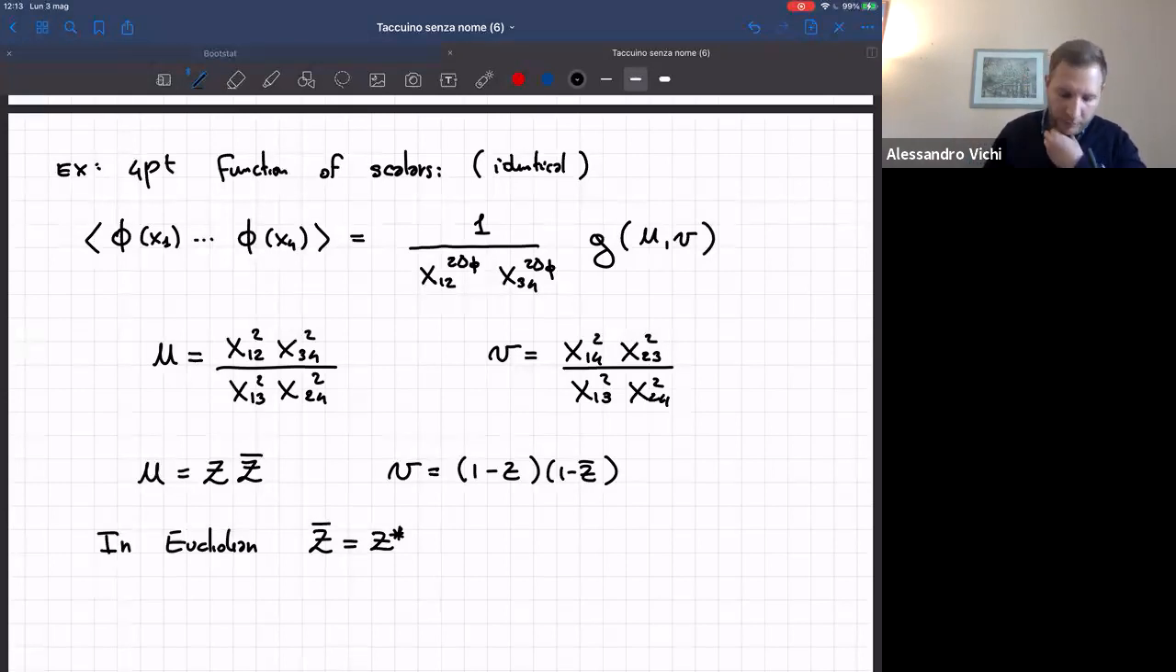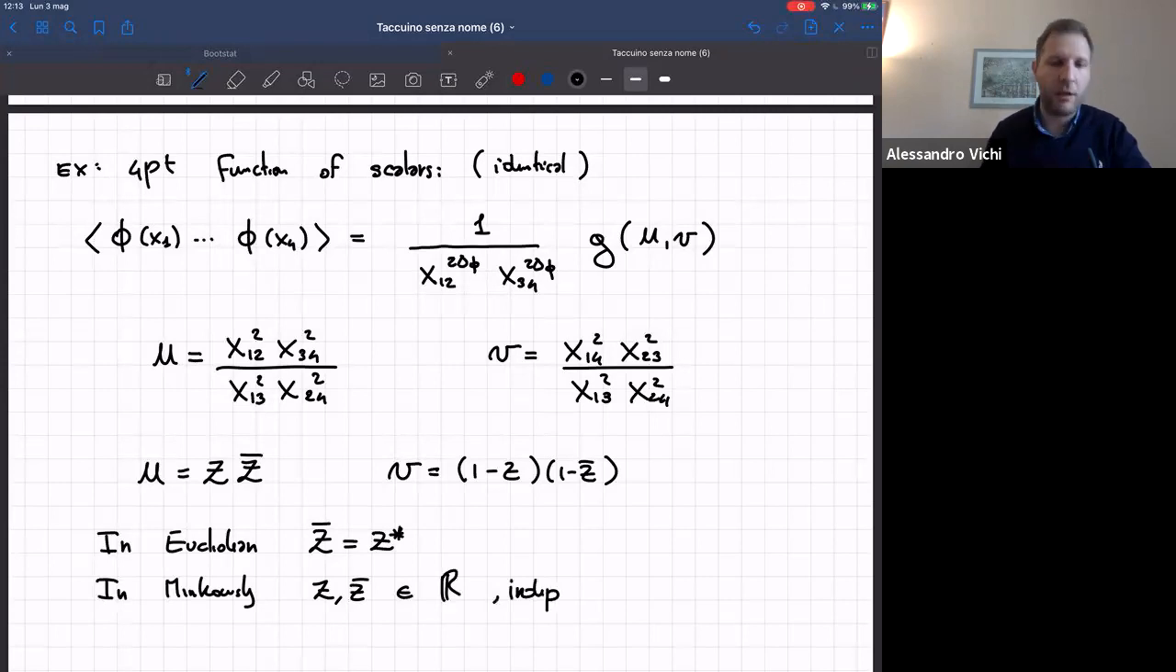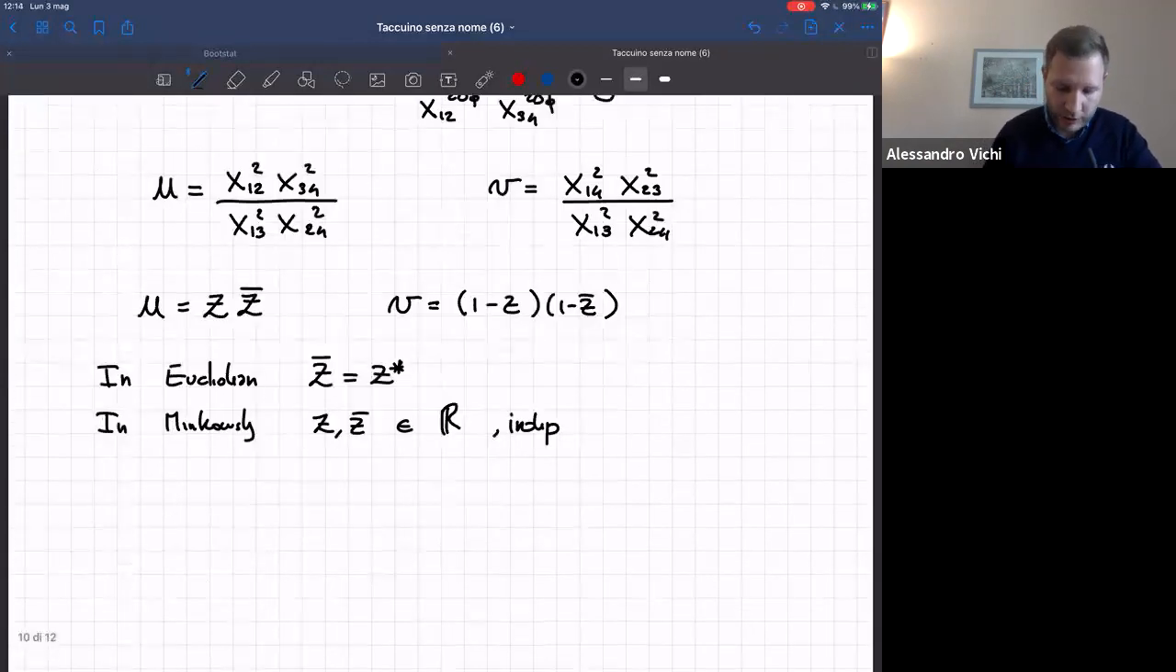And instead, in Minkowski signature, they would be real and independent. But again, you could complexify them and think about them as complex and independent. And there is also an alternative definition that people sometimes use, and perhaps we will use it.